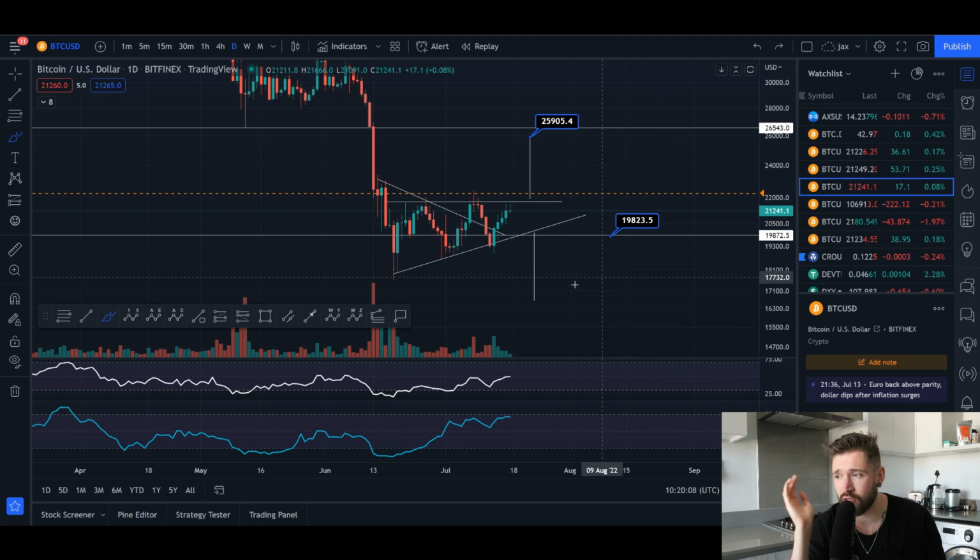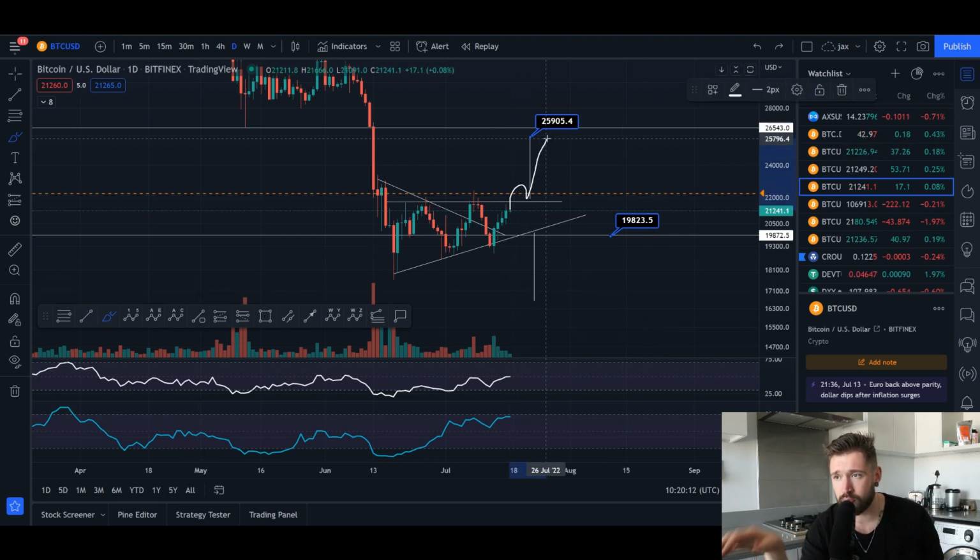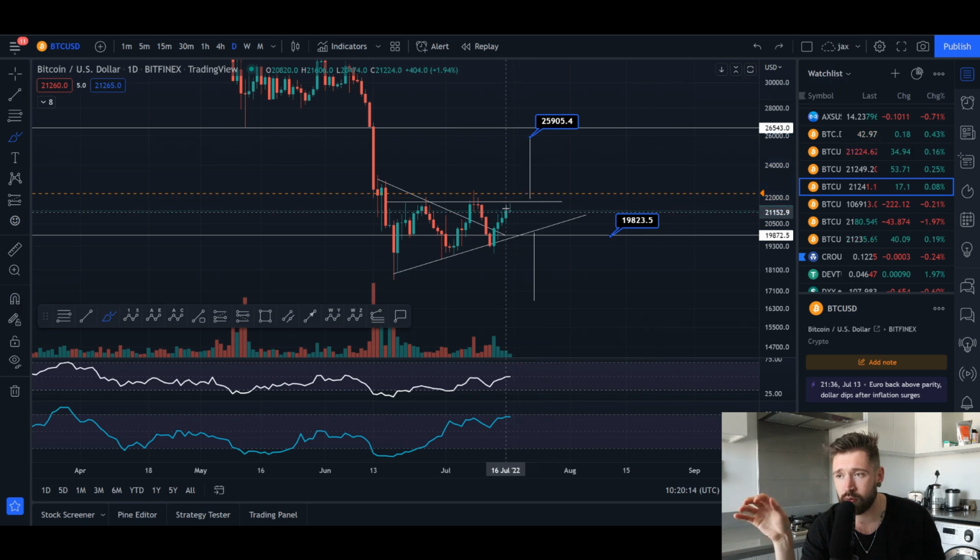So we'll see what happens. It all depends if we can break out here, hold as support, and then see that huge push, or do we get rejected, we come down, find support, and continue to consolidate.